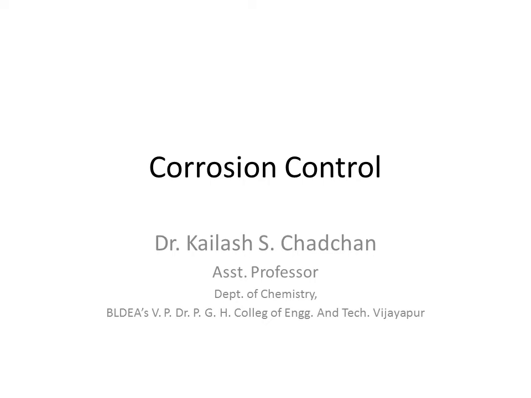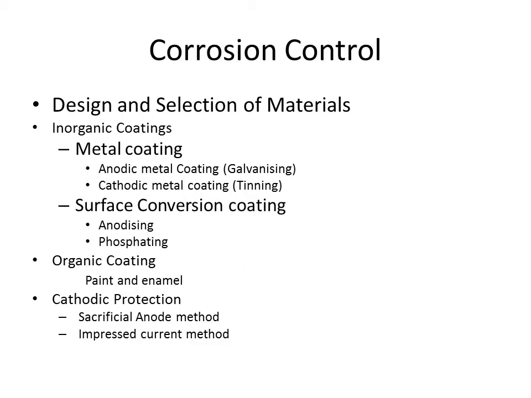Let's discuss corrosion and its control. Now we will see various different methods by which we can prevent a metal from undergoing corrosion. This is very important. We have different methods to prevent a metal from undergoing corrosion, that is design and selection of materials.